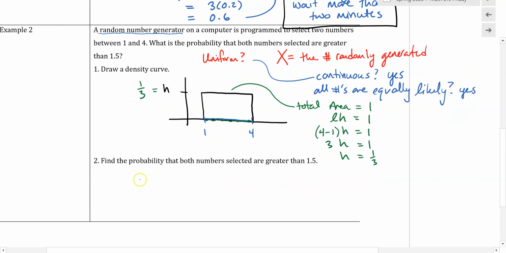So what I'm really looking for is the probability that x, the first number I get, is greater than or equal to 1.5. Doesn't really matter if you use the equal to or not. And the next number, this is written a little weird, is greater than or equal to 1.5. I keep saying greater than or equal, but only writing greater than, again, because it doesn't matter in this case. It's an and statement, so I'm going to multiply these.